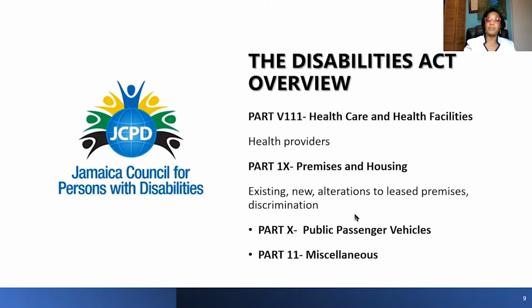Part 9 speaks to access to premises, the right to access premises and housing. In terms of premises, it speaks to existing premises, new premises, and alterations to these premises, and ensures that there's no discrimination as it relates to access to premises. Part 10 speaks to access to public passenger vehicles, and Part 11 speaks to different miscellaneous provisions, including the review of the Disabilities Act within 3 years, and also the inclusion of the regulations.